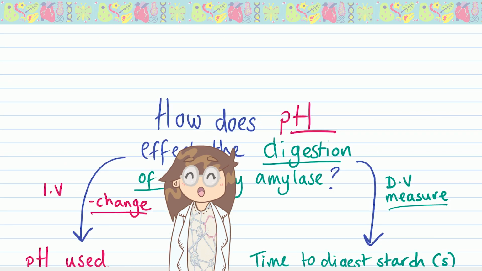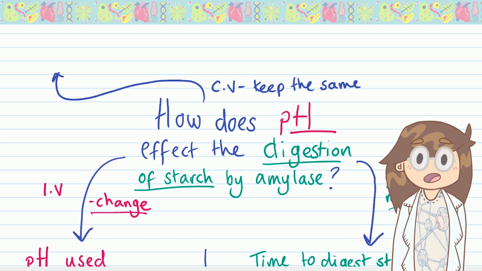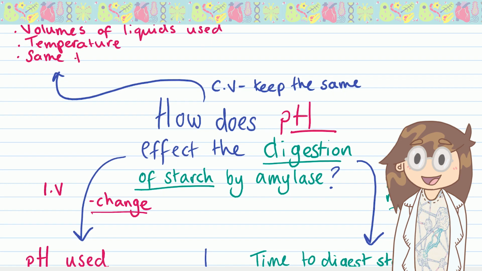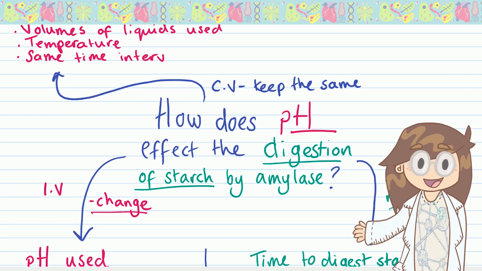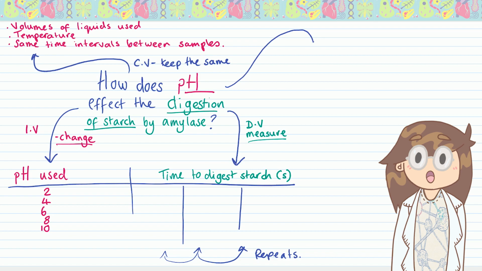Okay, this time we're going to be addressing the control variables straight off the bat. So control variables are things that we have to keep the same, so we know that the only thing that's having an effect on our enzyme is going to be the pH. So we're going to keep the volumes of all of our liquids the same. We're going to make sure we have a consistent temperature as we can, so using a water bath, and then we have the same time intervals between taking samples. Okay, that's the setup done.